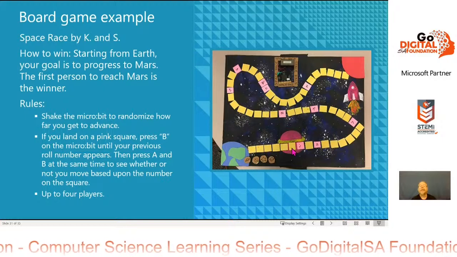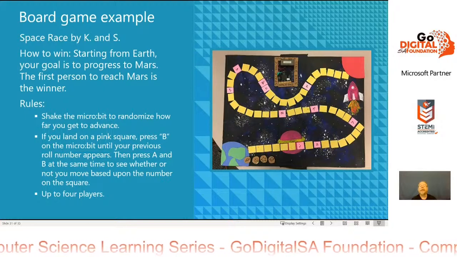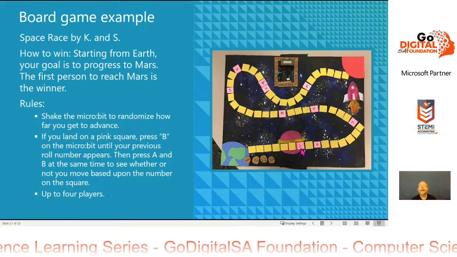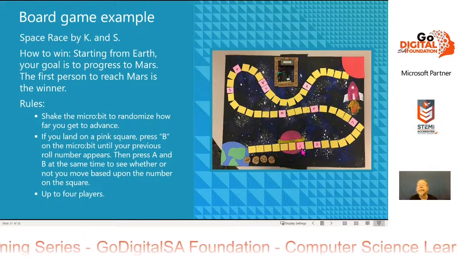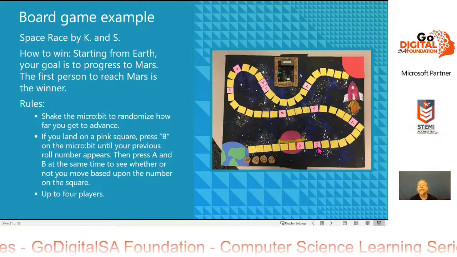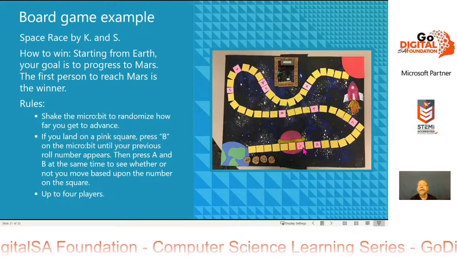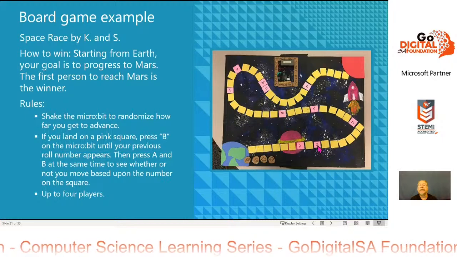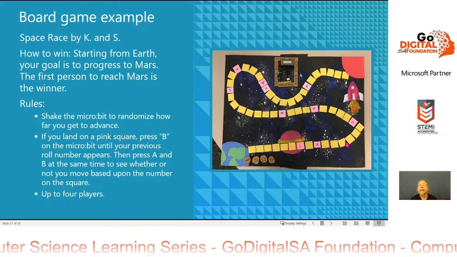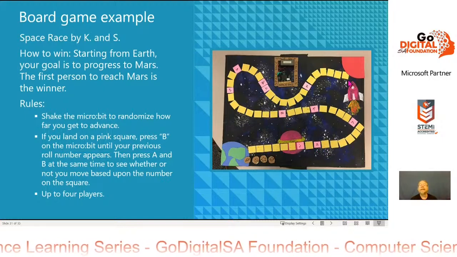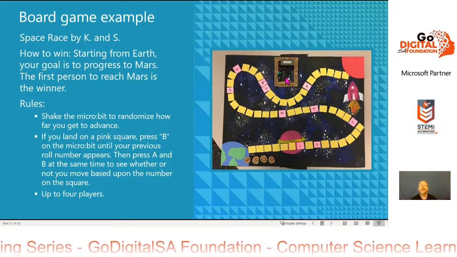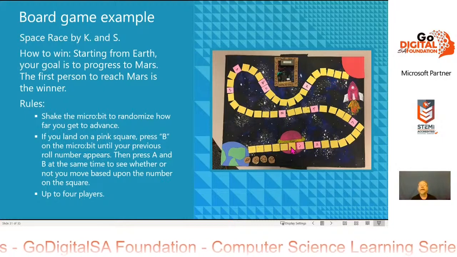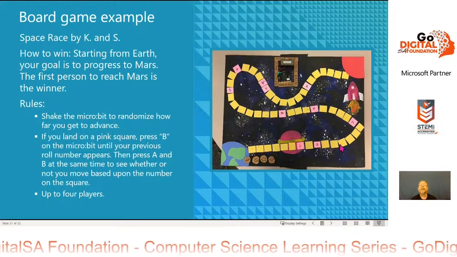If you land on a yellow square, you do nothing. If you land on a pink square, you might have to go back. This is -2. You might go forward. This is 4. If you land on the negative square, it means you have to go back 2 squares. If you land on this square, you can go ahead 4 squares. So that's just a game that somebody's invented. They're using the microbit to choose the number of squares ahead that they go.